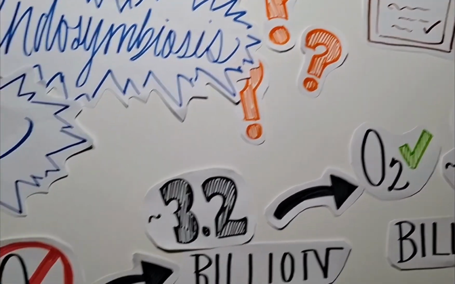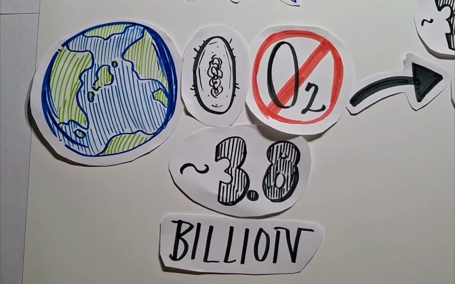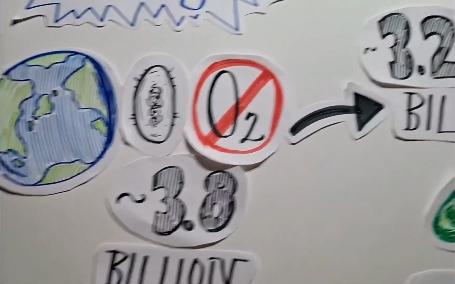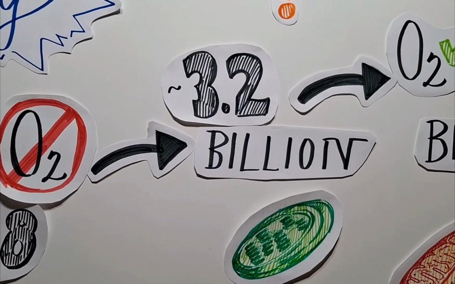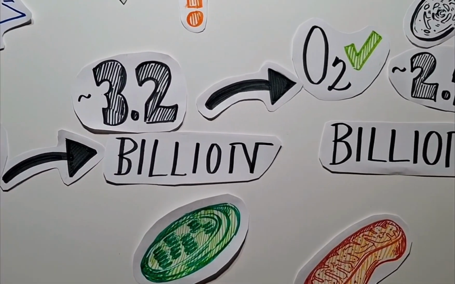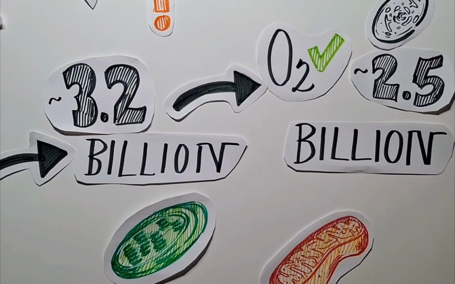As a brief introduction, the anaerobic cells on Earth are thought to have appeared 3.8 billion years ago. Around 3.2 billion years ago is when evidence of photosynthetic bacteria appeared. More recently, around 2.5 billion years ago, aerobic eukaryotic cells appeared.